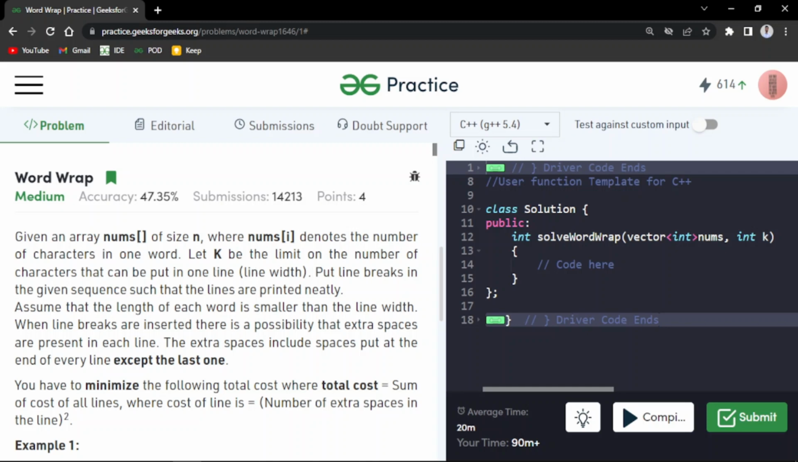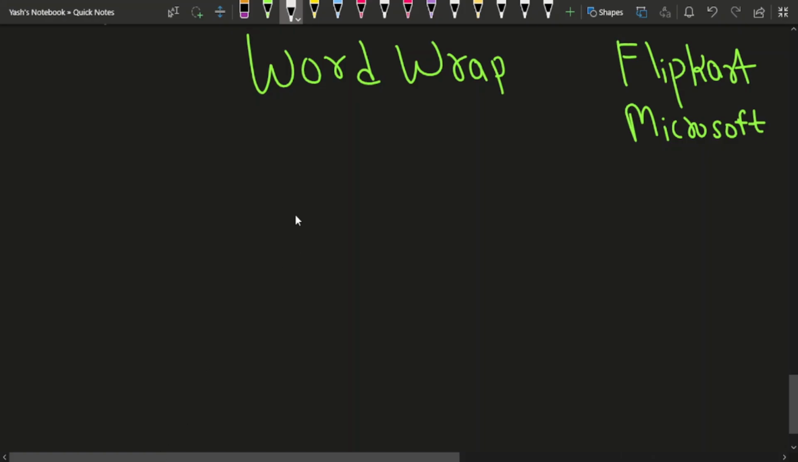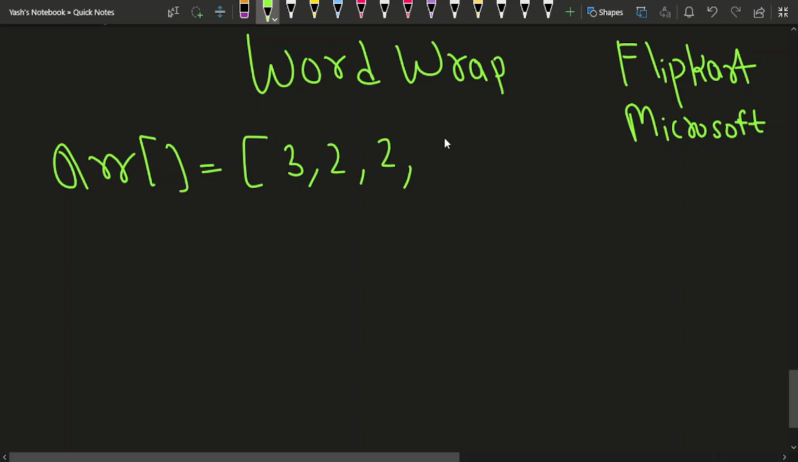What you have to do is put the words in the lines one by one, and tell what is the minimum cost. Let's try and understand this problem through a particular example. Let's say the array given to me is of size 4 and it consists of the elements 3, 2, 2 and 5.